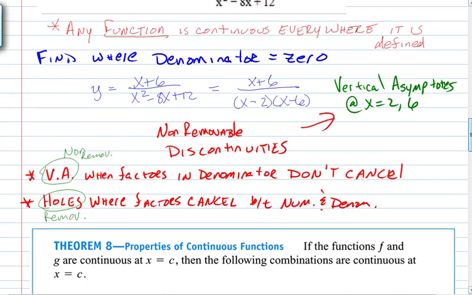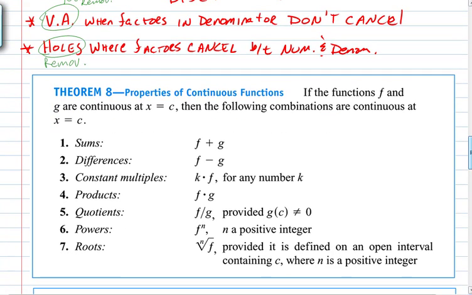All right. If we go down then to Theorem 8, this, by the way, is on page 95 of your book. These are the properties of continuous functions. Remember, continuity is a point-wise definition. If the functions f and g are continuous at a point x equals c, then the following combinations are also continuous at x equals c.